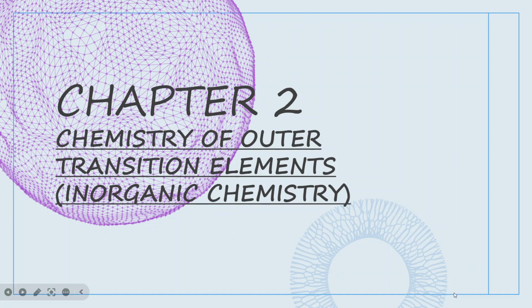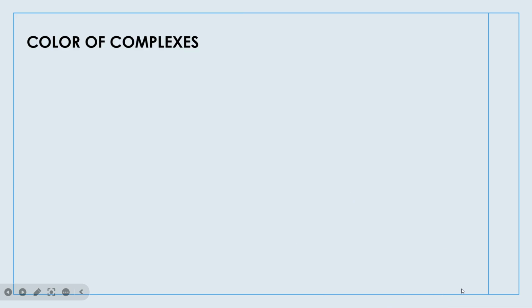This is Chapter 2, Chemistry of Outer Transition Elements, that is part of Inorganic Chemistry, and we are studying the general properties of the transition elements, that is for the d block. And from this topic, we will study today the colored complexes that transition elements form.